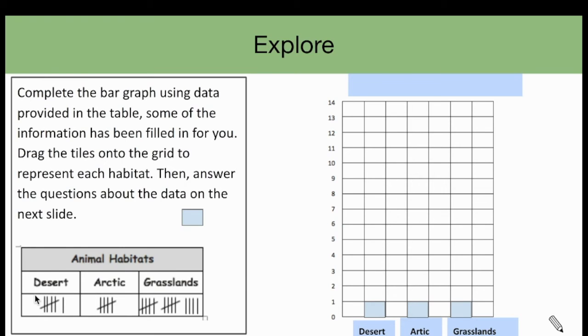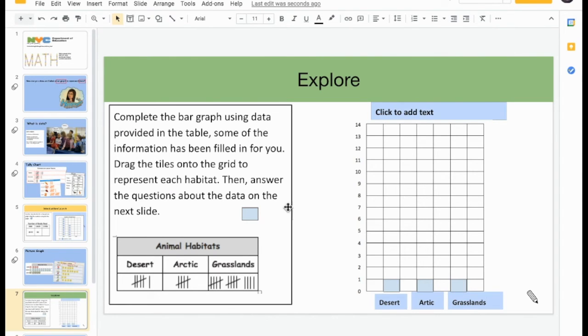So now we're going to take this data and we're going to organize it here in the form of a bar graph. All right, the way we're going to do that is by dragging the tiles. So in the desert, we said 6, 1, 2, 3, 4, 5, and 6. So the reason why this is called a bar graph is because we are building a tower of squares, one on top of the other, and it looks like a bar, right? Above desert, it's a bar in the bar graph.